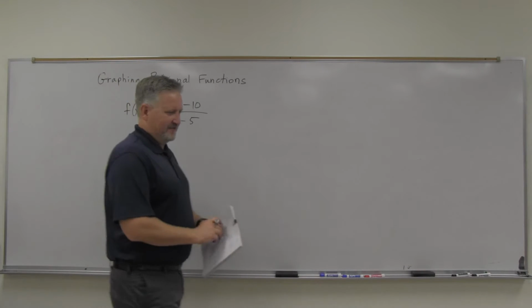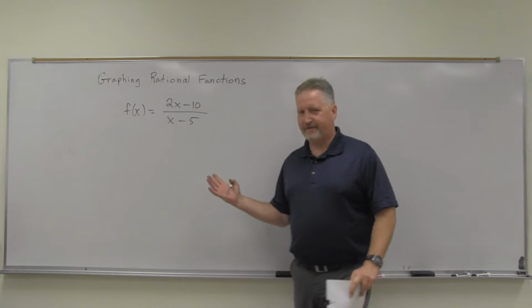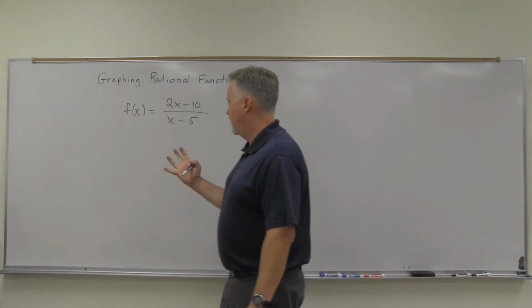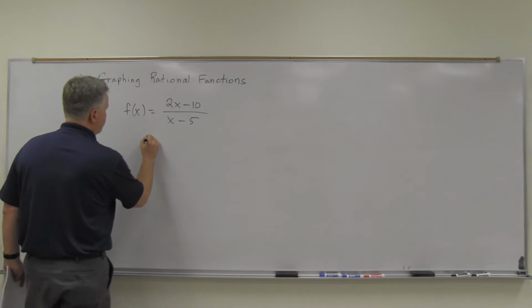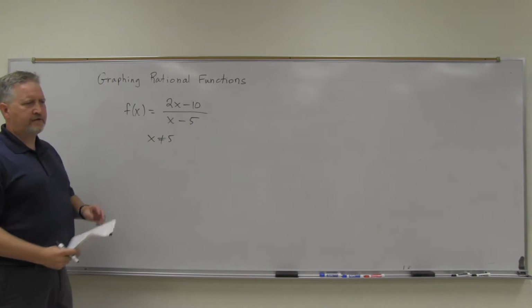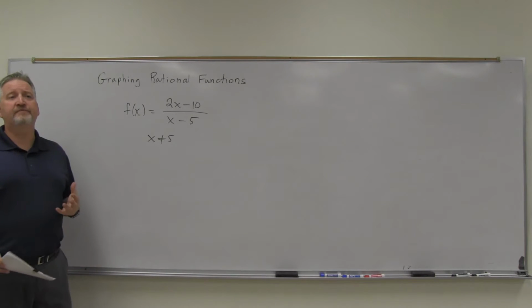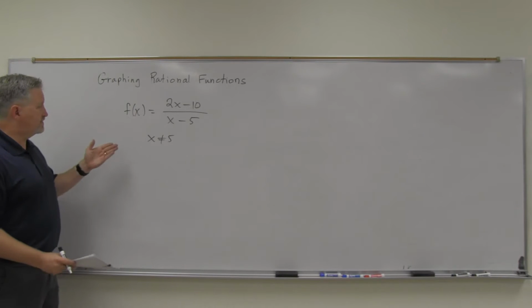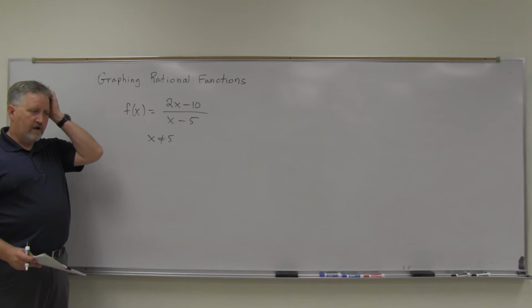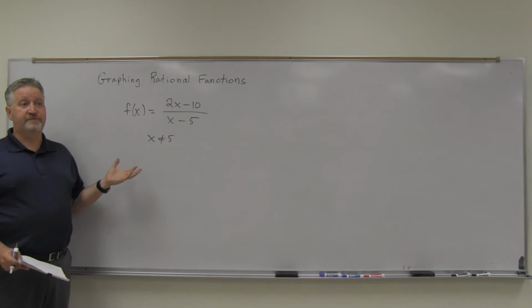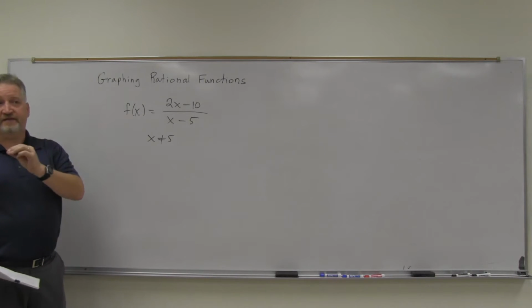On some rational functions, a situation like this could occur. True enough, x here cannot equal 5, since the denominator equals 0. However, a little something different is happening here. Previously, we would have said that when the denominator equals 0, that's going to be the vertical asymptote. Here's why that's not the case.